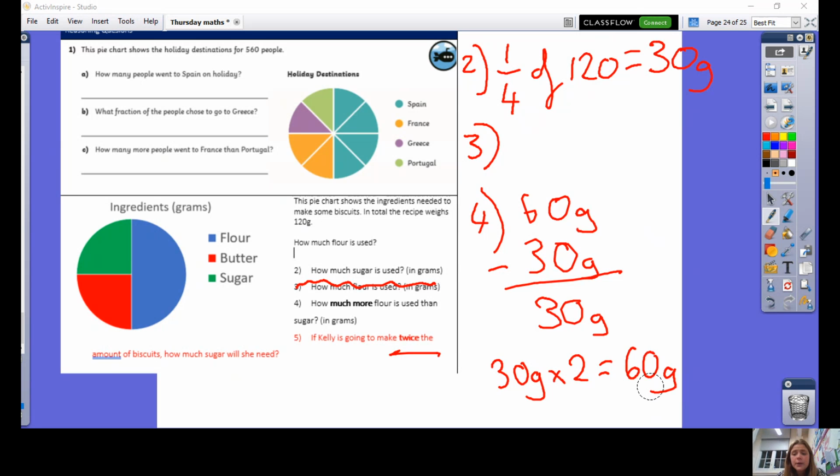Okay, well done if you were able to solve some of those trickier reasoning problems. I know it's really difficult sometimes with the reasoning when there's not a teacher to help you, but I've been really impressed with everybody who's been having a go and trying their hardest.